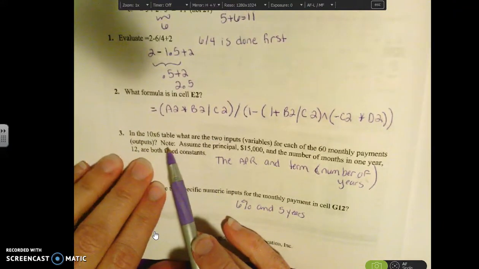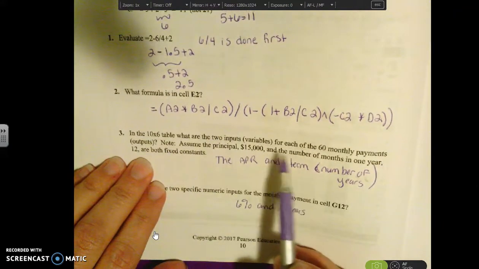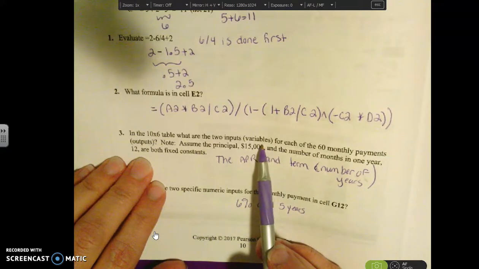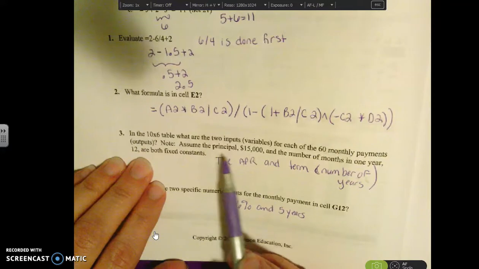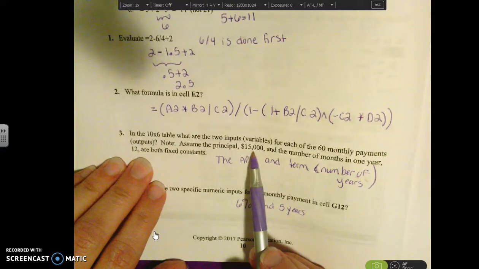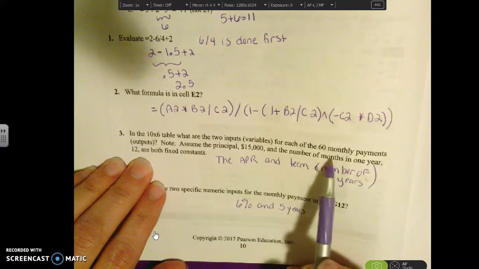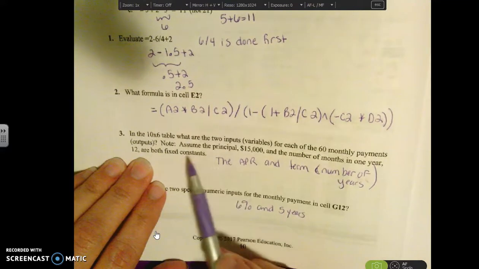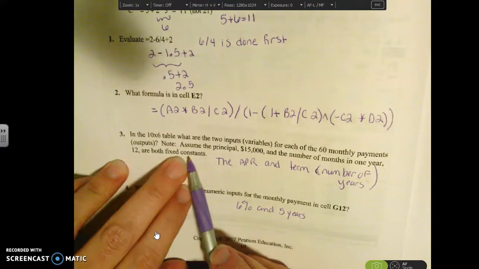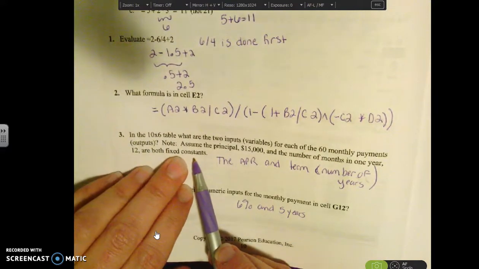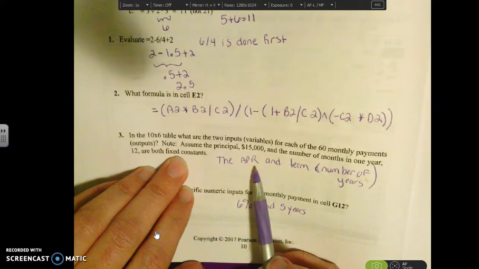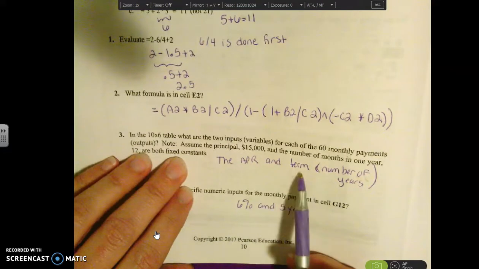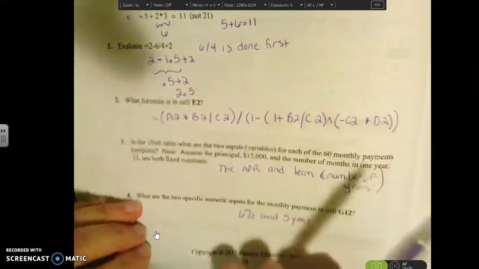In the table, there are inputs, and those are variables. Those are things that change for each of the 6 monthly payments. The $15,000 doesn't change, and the monthly payments don't change, so those are both fixed constants. Remember, for constants we usually use referencing. So the annual percentage rate and the term, or the number of years, are our two variables.